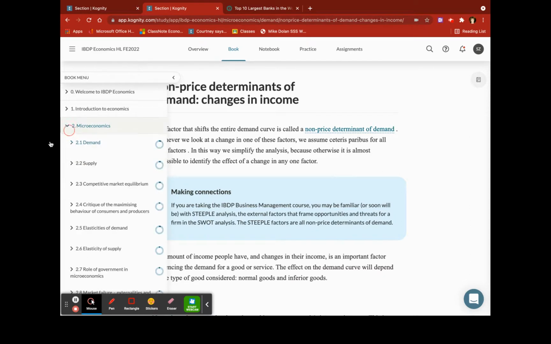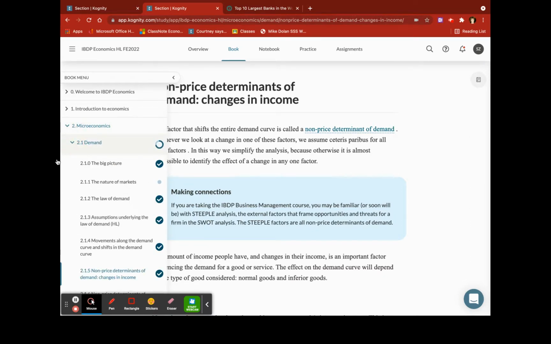Now we're getting to the heart of things. What we're going to cover today is part of section 2.1. We're going to cover the big picture, the nature of markets, the law of demand, and the assumptions and the movement along the demand curve. So that's the reading that accompanies the highlights here. We'll start out with the big picture.